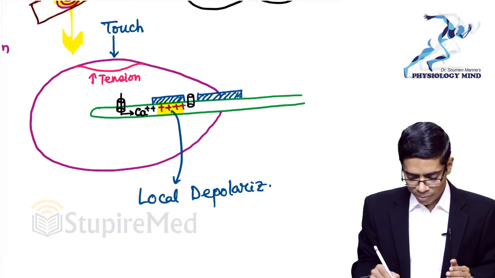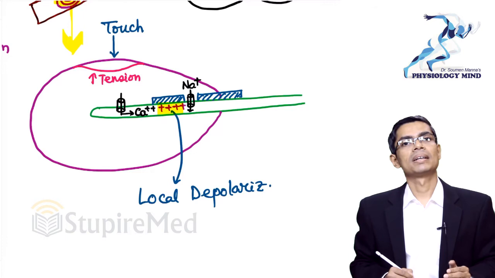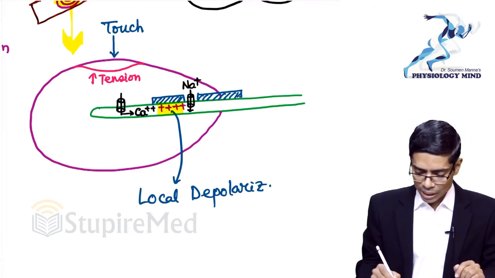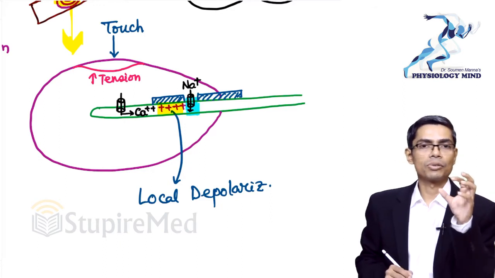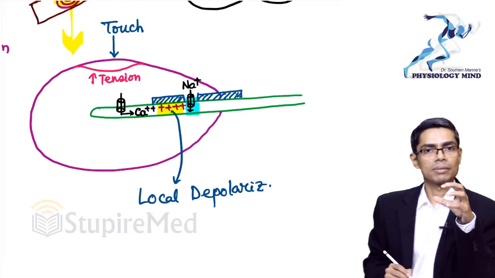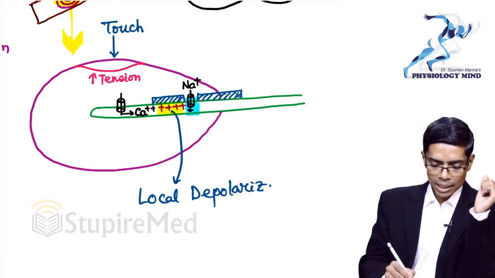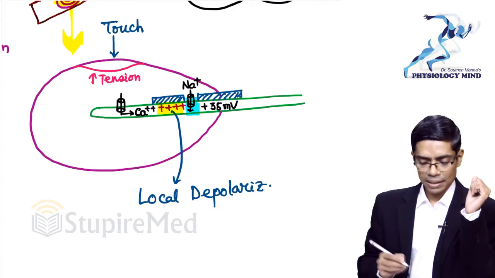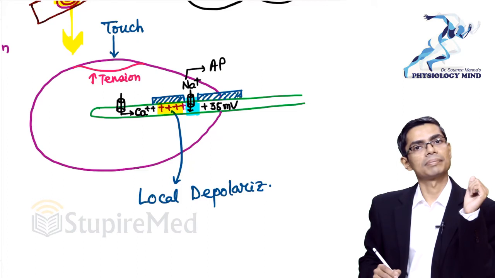Huge amount of voltage gated sodium channels will open up at the node of Ranvier. Recall that node of Ranvier contains huge amount of voltage gated sodium channels. So all these sodium channels which are present at the level of first node of Ranvier will open up, and because of that membrane potential will rise up to plus 30 millivolt, and this is nothing but action potential generation.